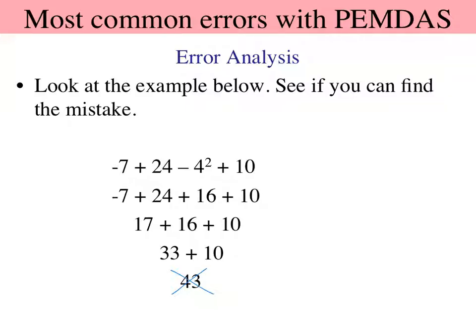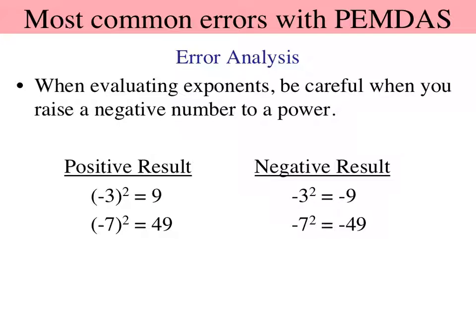So if you didn't find it, the mistake was actually in the very first step. When doing 4 squared, you would actually do the exponent, just 4 squared, which is 16, but this minus sign that was in front of it should have stayed a minus sign, and since it turned into a plus, all the rest of the way that would have been wrong. The actual answer for this problem should have been, in this step, 17 minus 16 plus 10, which should have given us the answer of 11. That would have been the correct answer for this problem.